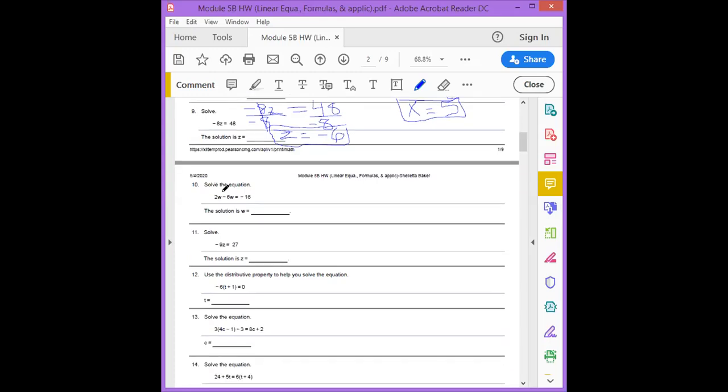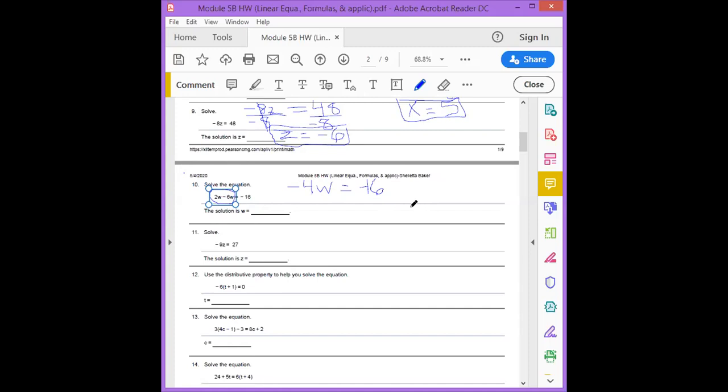For number 10, we have like terms over here on the left side of the equal sign. I have 2w minus 6w. So 2w minus 6w gives us negative 4w equals, bring down our equal sign, and then negative 16 on the right side of the equal sign.